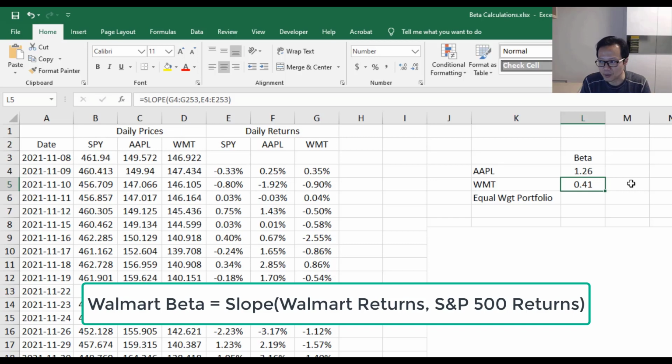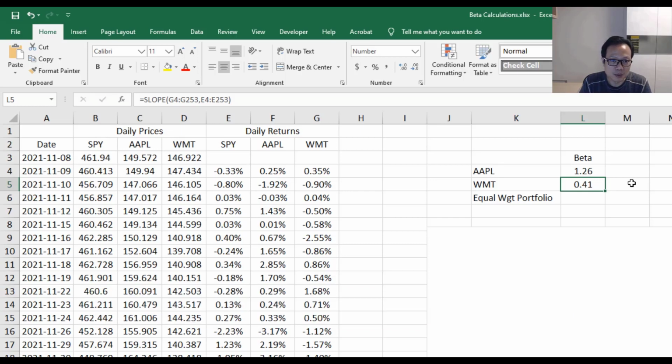Walmart, being a staple stock, we do expect it to be less volatile and less risky than the S&P 500. So that means here that for every 1% that the S&P 500 moved, you would expect Walmart to move about 0.41% in the same direction as the S&P 500.